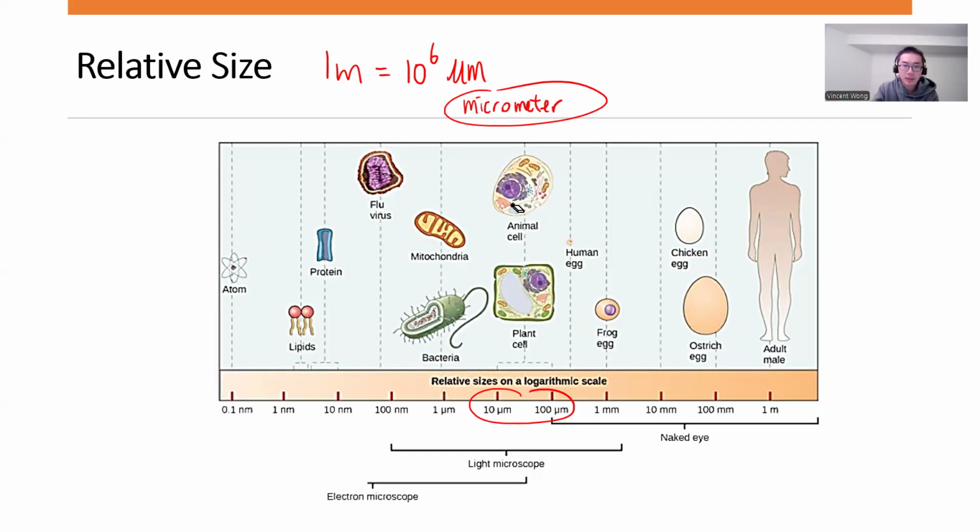And some cells are bigger than others, but typically they are within this 10 micrometer to 100 micrometer range. And inside the cells, you would have the organelles. Organelles are about the same size as bacteria, and they're in the 1 micrometer range. And viruses are even smaller, right? So we need a new unit to measure them. They are measured in nanometers. And when we talk about atoms and proteins and lipids, they are really, really small. You can't really see them even with a powerful microscope.